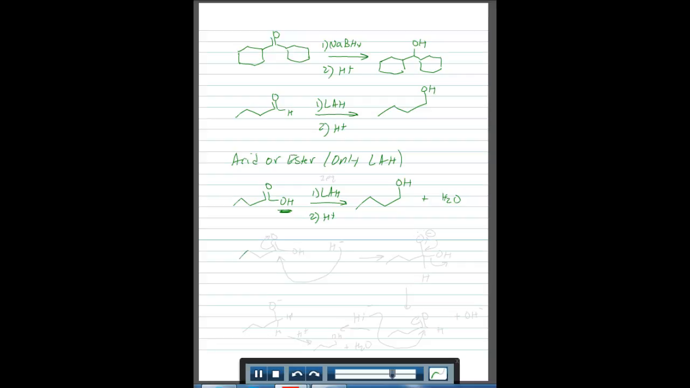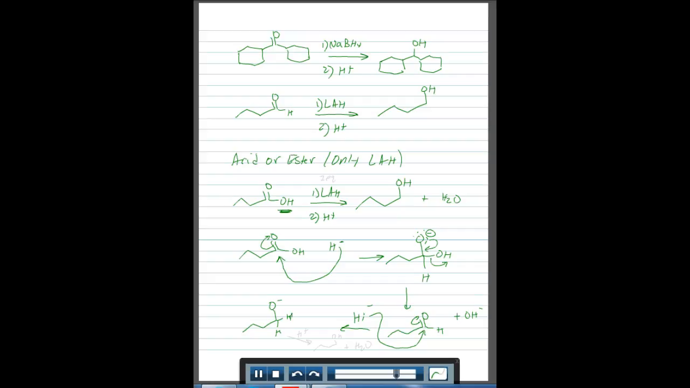Let's kind of look at a mechanism. Hydride is H negative. This comes in, that goes up. You form O negative, you have an OH, and you have your H. What happens is these lone pairs pop back down and kick out the OH. So you actually form an aldehyde plus hydroxide. And then another equivalent of hydride comes in, because now you have an aldehyde, it's very reactive, and you get your O negative plus your two hydrogens.